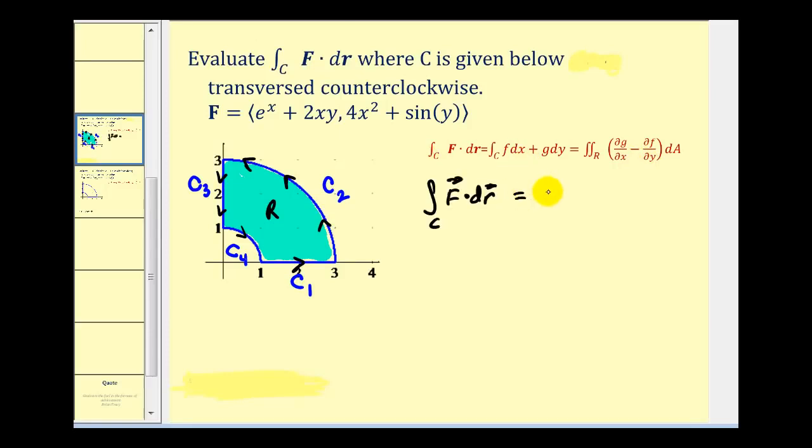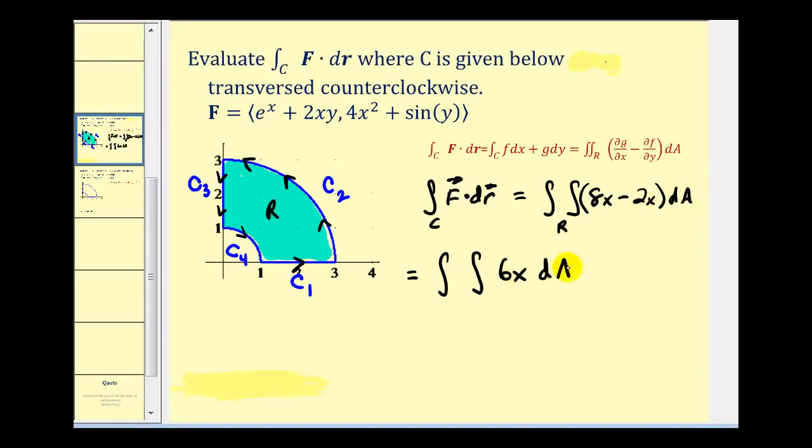So this will be equal to the double integral over the region R of the partial derivative of g with respect to x. Well, here's g. So this would be 8x and this would be 0. So we'd have 8x minus the partial derivative of f with respect to y. This would be 0 and this would be 2x. So we're going to have a double integral of 6x dA.